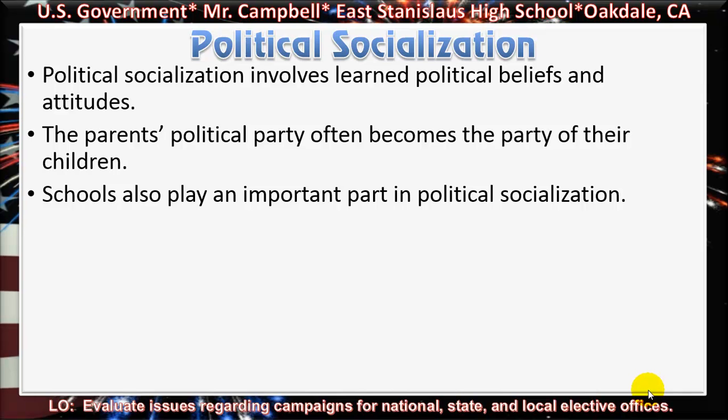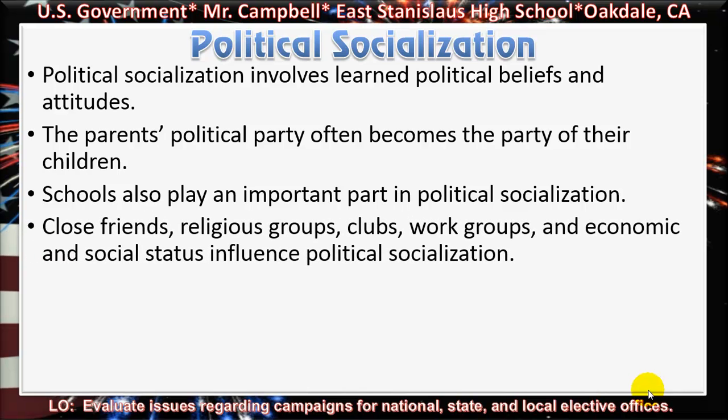Peer influence can definitely have an impact as well. Close friends, religious groups, clubs, work groups, and economic and social status influence political socialization as well.